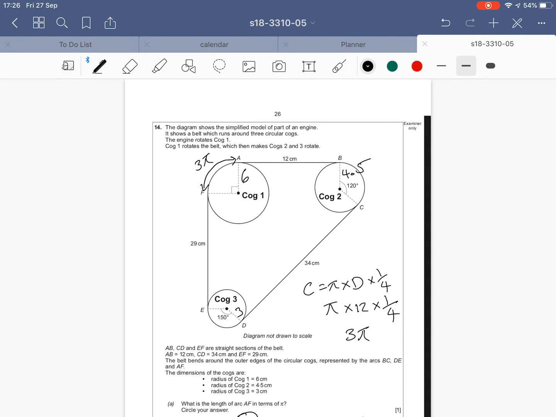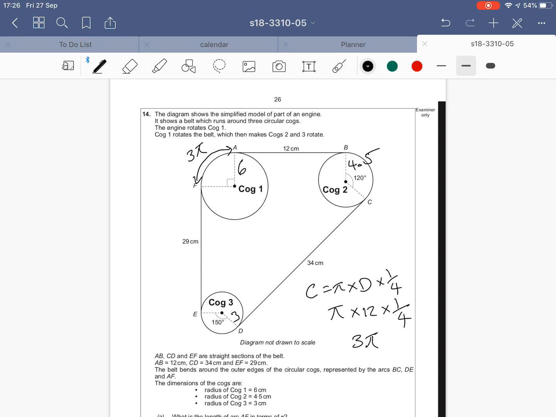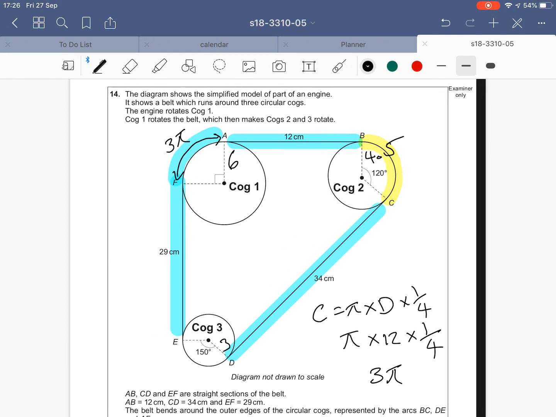Calculate the total length of the belt. I'm just going to do it on this shape just so you can see what I'm doing. So we've already got, if we highlight what we already have, we've got 3 pi, we've got 29, we've got 34, and we have 12. So in order to do this one, we're going to do exactly the same as what we just did earlier. We're going to do that the circumference is pi times our diameter, which in this case is 9, and times, this time we've got 120 degrees out of 360. So 120 out of 360, which is the same as a third. So we want a third of 9, which is 3, so that length there is 3 pi, as well as the last one.